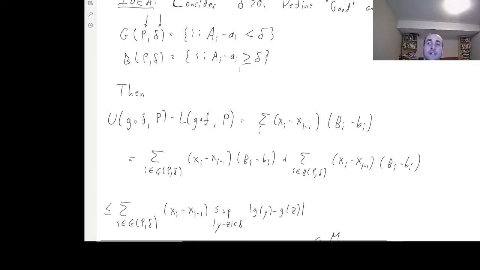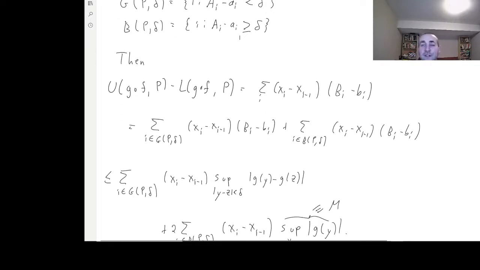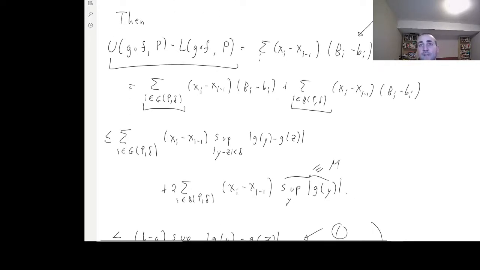Okay. And now we can do a calculation and start figuring out what happened in terms of these good and these bad sets. So I write down my upper and lower bound functions. This is the thing I'm interested in: upper of g composed with f comma P minus lower of g composed with f comma P. Okay, we know what that is. It's just given by this formula here, sum over I of xi minus 1 times capital BI minus lower BI. And now I'm going to split the sum into two parts, the good part and the bad part. And I'm going to deal with them separately.